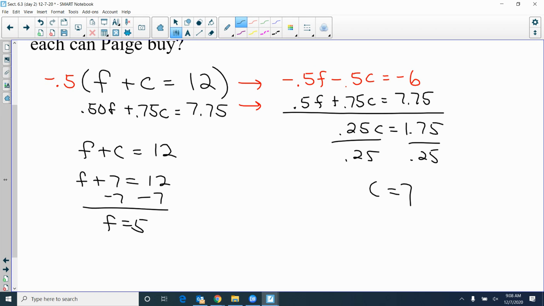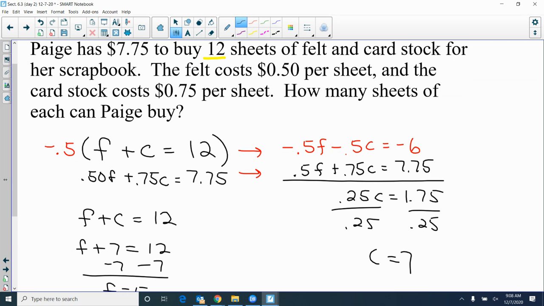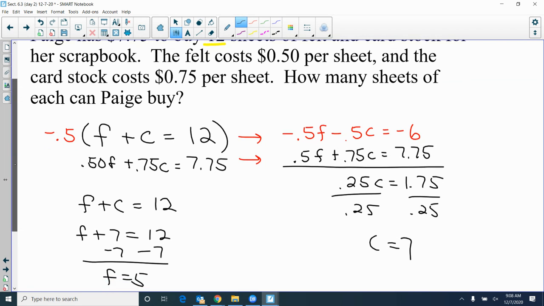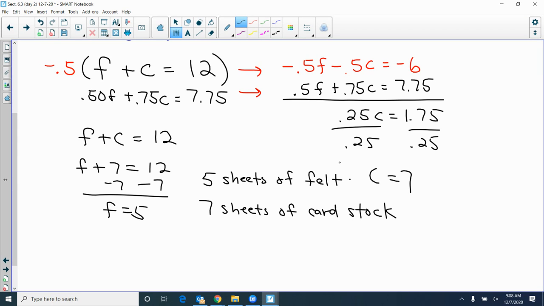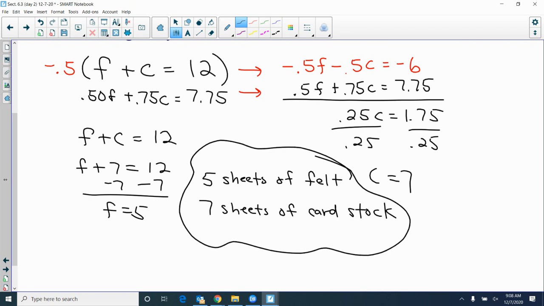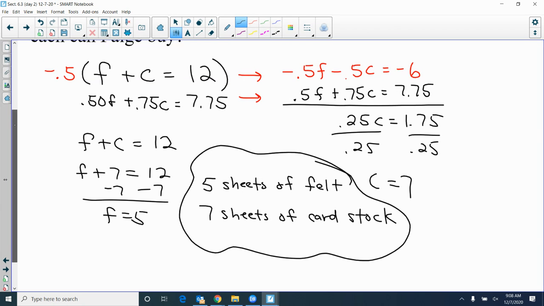Now in this word problem, you can't list it as an ordered pair because it says how many sheets of each can she buy. For this to work, to get the exact amount at 7.75, you would buy 5 sheets of felt and 7 sheets of cardstock. Okay, 5 sheets of felt and 7 sheets of cardstock for that.